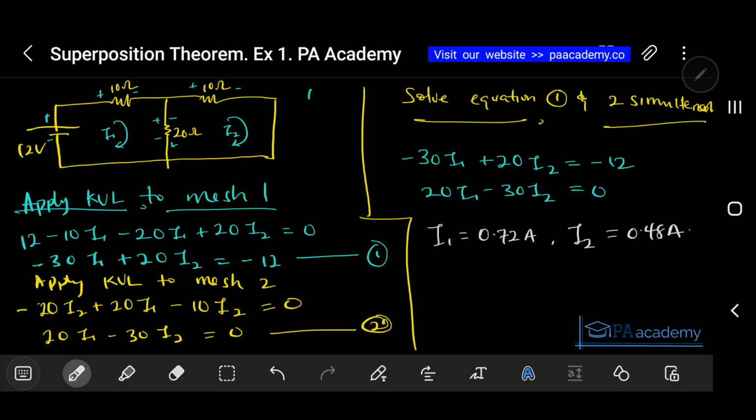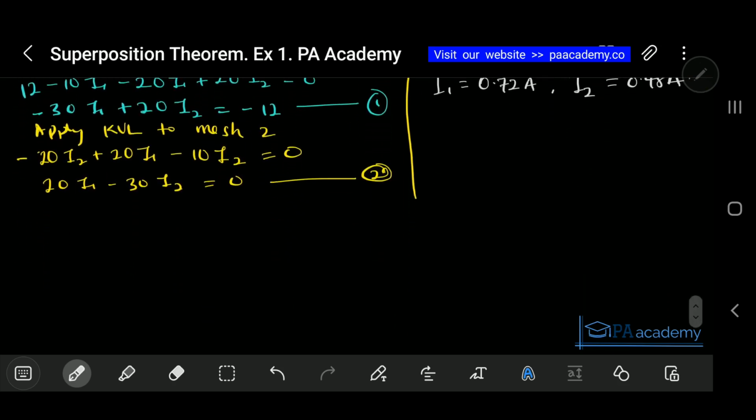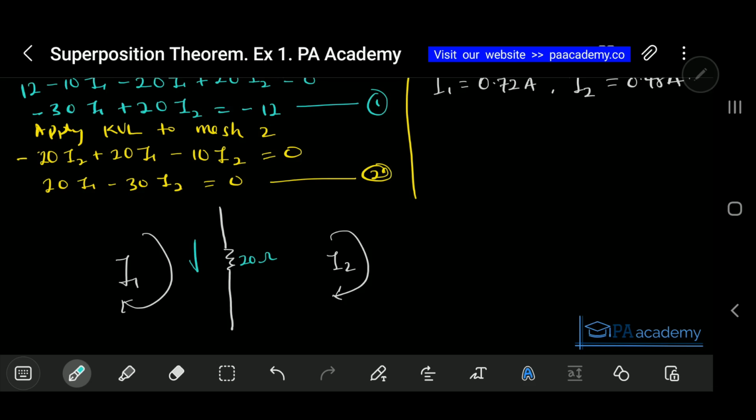Now let's use the values of I1 and I2 to get the current flowing through the 20 ohm resistor. Let me draw it again, just like I explained the other time. We said the direction of I1 is like this, and this is for I2. So this is our 20 ohms. That means I1 is coming in the downward direction, and I2 is flowing upward. So here we are going to have plus, minus, plus, minus.